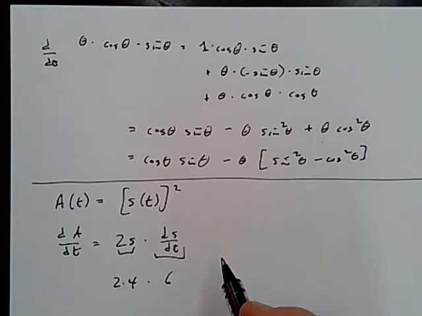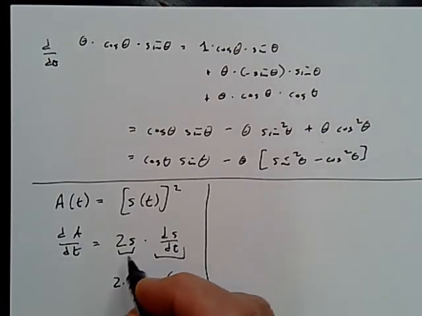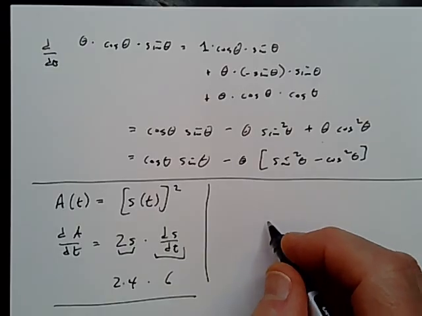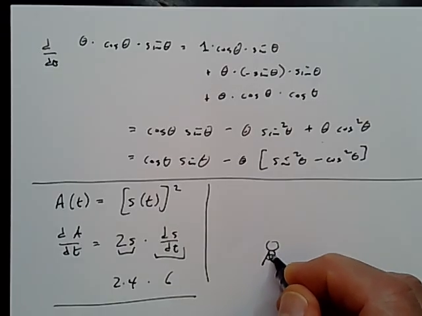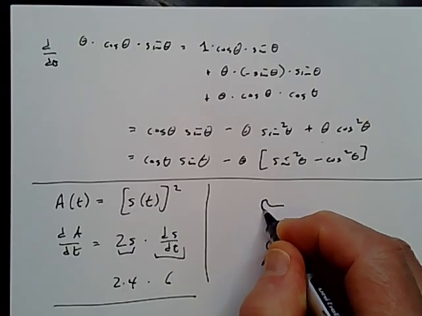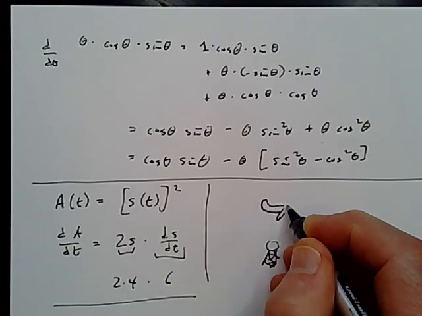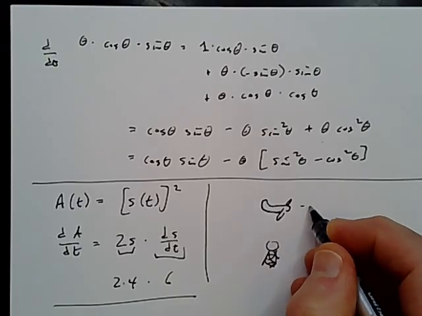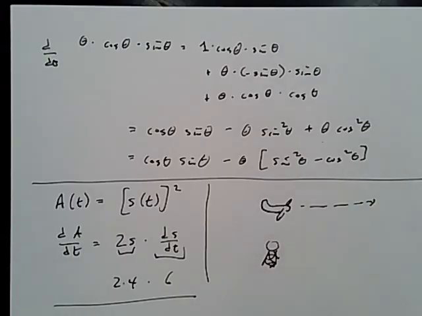So it seems to me that we're looking at a picture like this. I've got an airplane. Here's a radar station. It's got one of those big, circular things, and here's an airplane. The plane flies directly over the radar station, and then keeps going. So it says, find the rate at which the distance from the plane to the station is increasing when the plane is 2 miles away from the station.